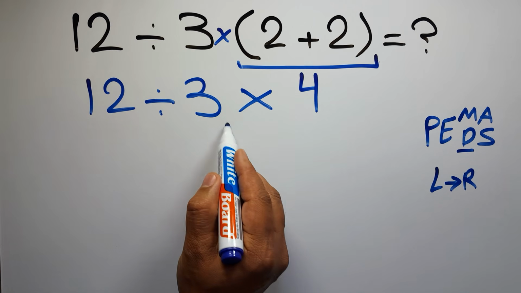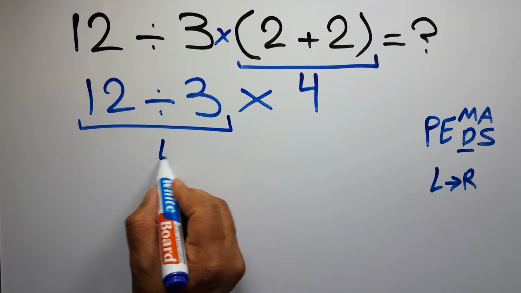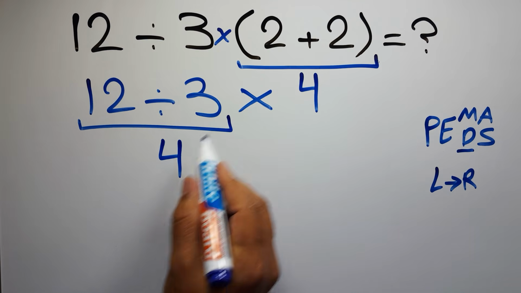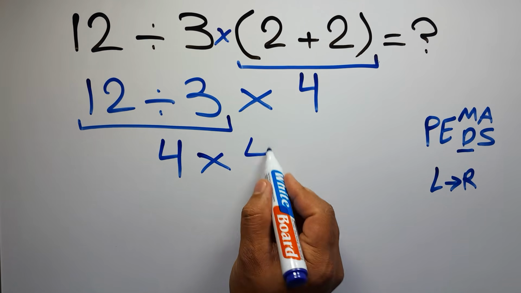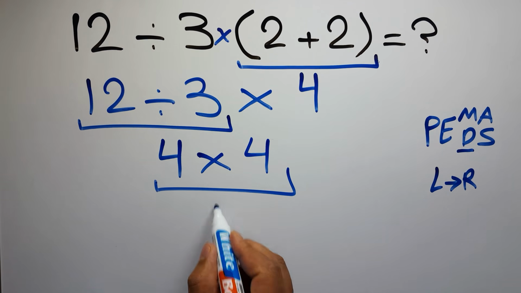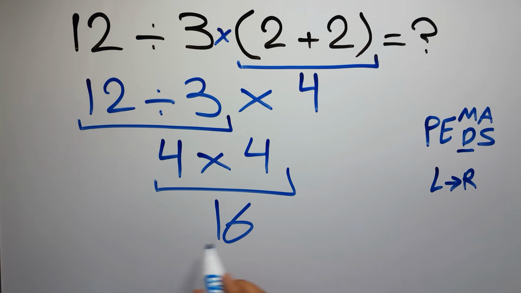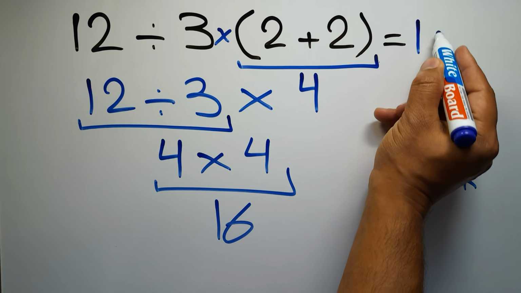12 divided by 3 gives us 4. So we have 4 times 4, which equals 16. And this is our final answer to this problem. The correct answer is 16.